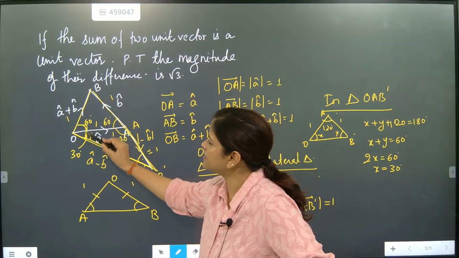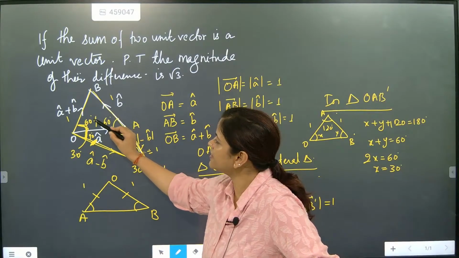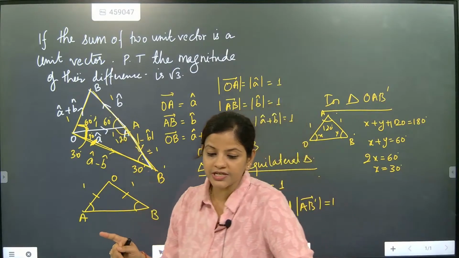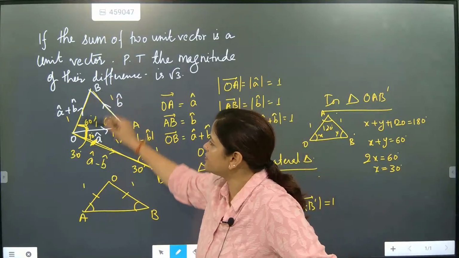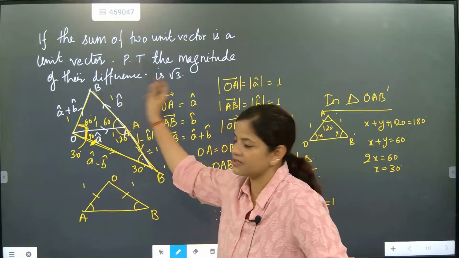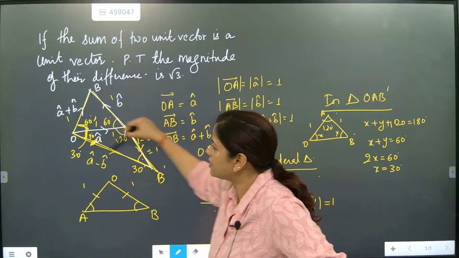Now you check, this section is coming as 90 because this side is 30 degree and this side is 60 degree. So total section is 90 degree. When the total part is 90 degree, it means this is a right angle triangle. That's it. This will become a right angle triangle.